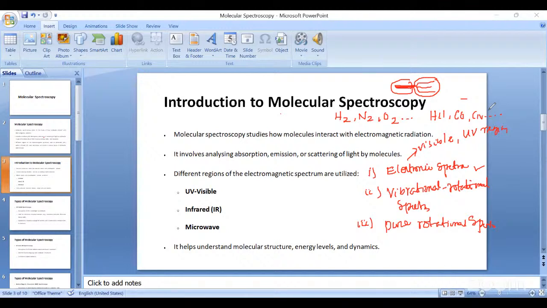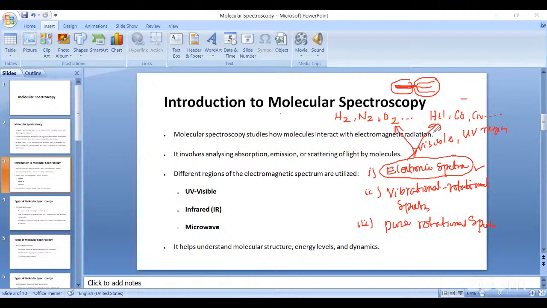Examples of heteronuclear molecules are HCl or CO and so on, and examples of homonuclear molecules are H2, N2, O2. So these are homonuclear molecules. That means electronic spectra can be observed in both the homonuclear as well as the heteronuclear molecules.